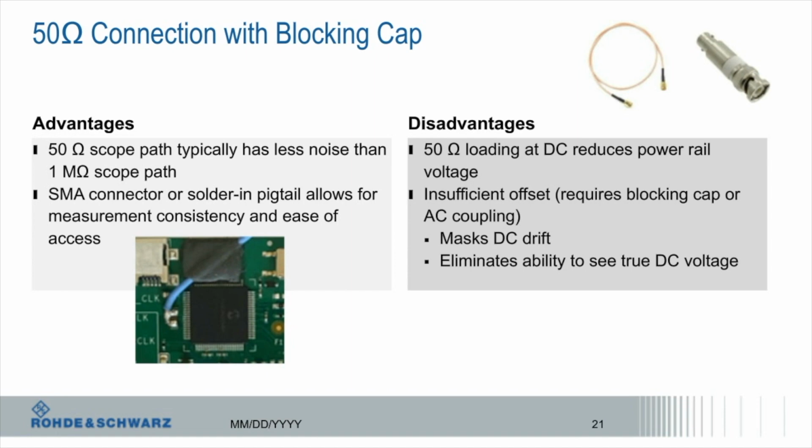A key disadvantage is at DC, this technique has 50 ohm loading on power rails, which typically have impedance on the order of a milliohm at DC. So we're going to see a change in the overall DC value based on this loading. Secondly, this connection method is reliant on the built-in offset capability in the scope. There's no additional offset provided.